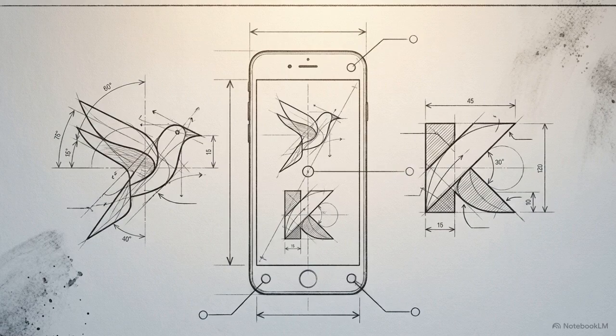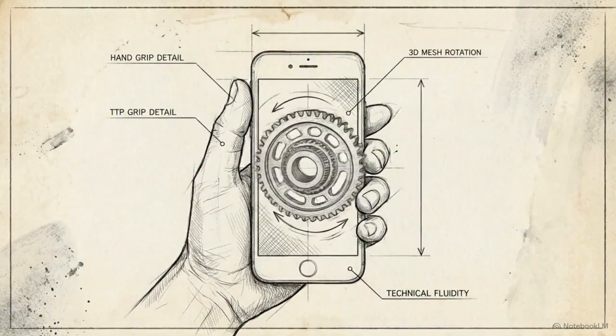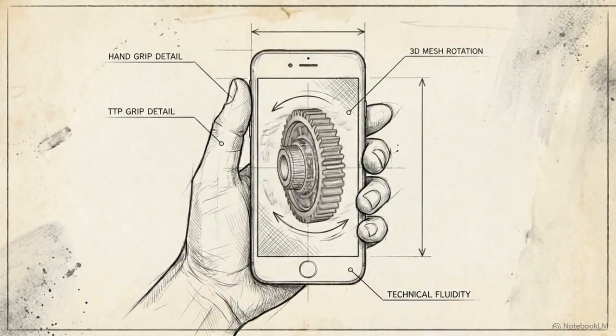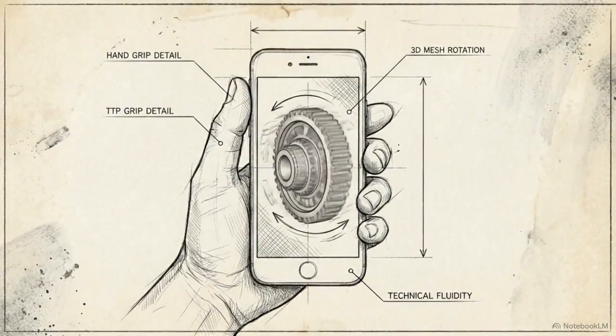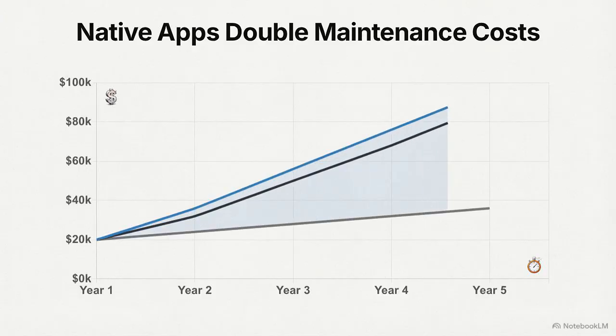On the opposite end of the spectrum is the pure native approach. This requires building 2 entirely separate applications from scratch, using the specific languages required by the devices, Swift for iOS and Kotlin for Android. This method delivers peak performance, flawless animations, and immediate, unfettered access to all of the device sensors and hardware. This chart shows the massive total cost of ownership penalty you pay for that performance.